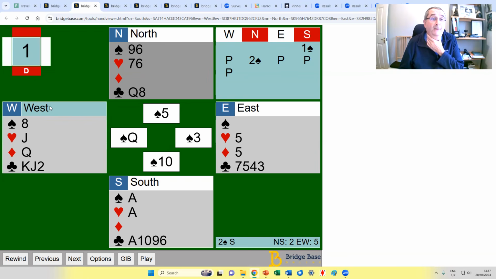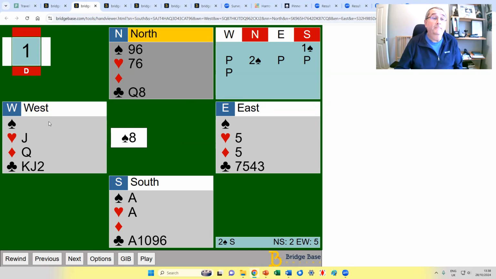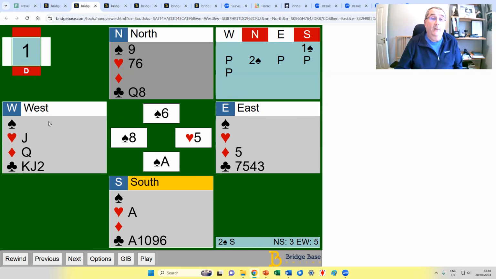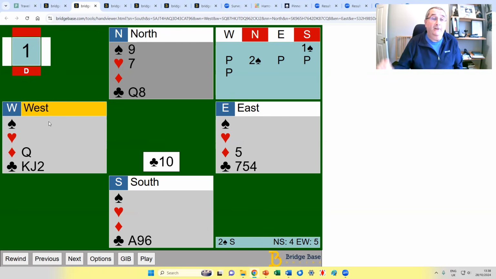Again, just looking at the West hand, the one thing I probably don't want to play is a club, because that may help Declarer, or a diamond. But you might play a trump, or you might play a heart. If you play a trump, Declarer wins that one. Declarer might cash their ace. And now Declarer leads a club.